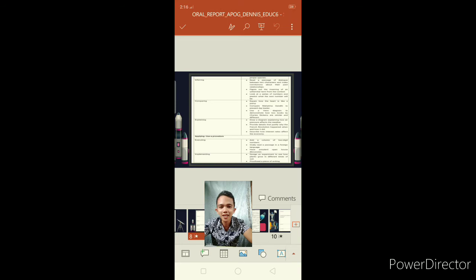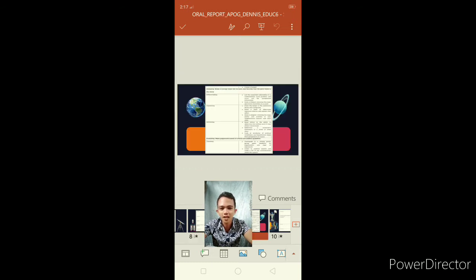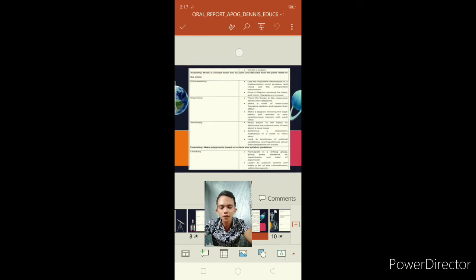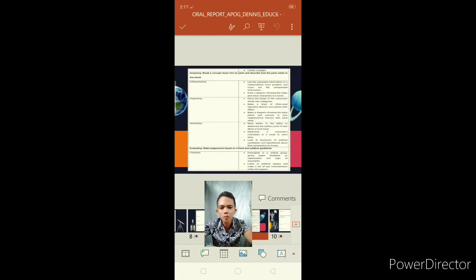The next level is applying. Students here can use a procedure. This includes executing and implementing. The activity that we might conduct could be that students orally read a language, particularly a foreign language, upon reading a passage. Under implementing, they can create a budget for a particular amount for things to spend.